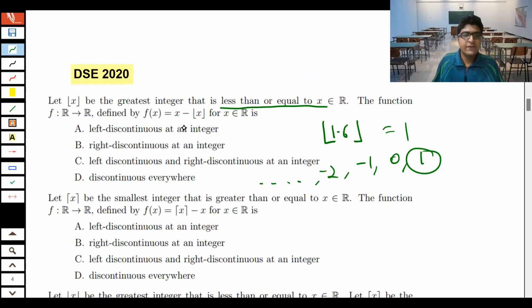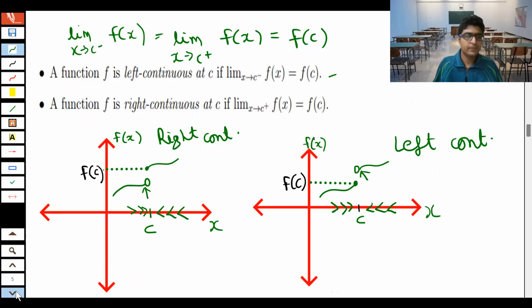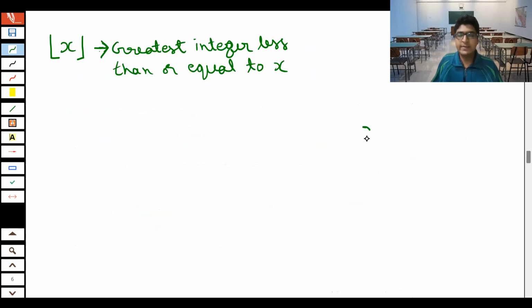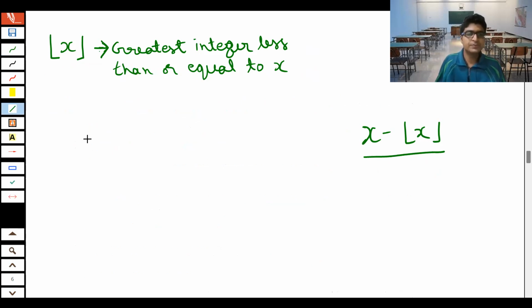So I have to check whether x minus the greatest integer function of x is left continuous, right continuous, or both. So I have to ultimately check this. Okay. So let's first begin with the graph of the greatest integer function, and then let's move to this, what we need to check. Okay.